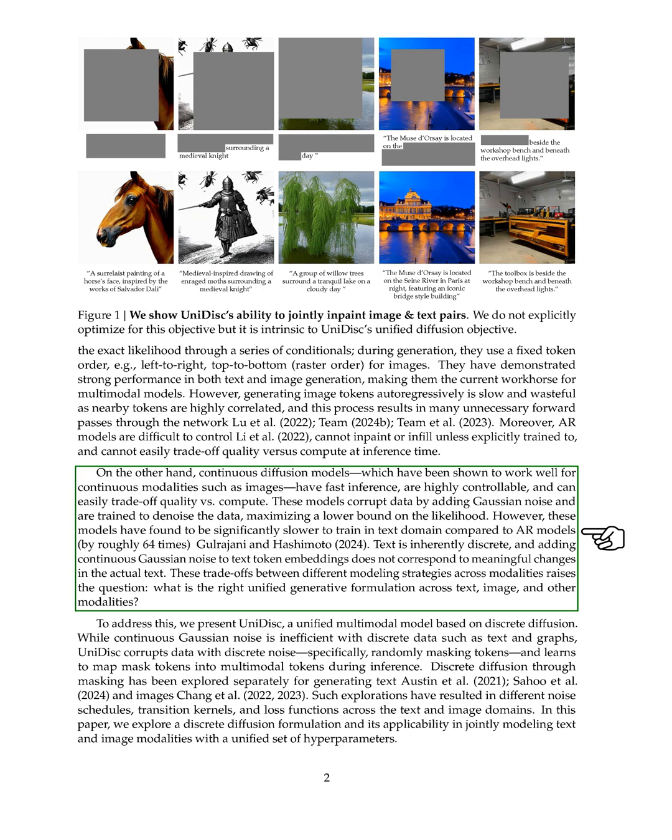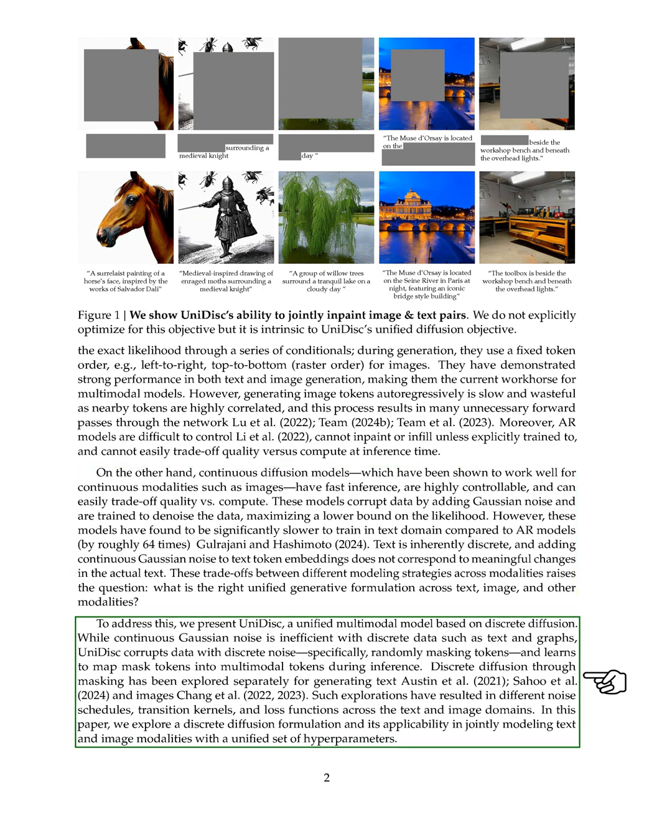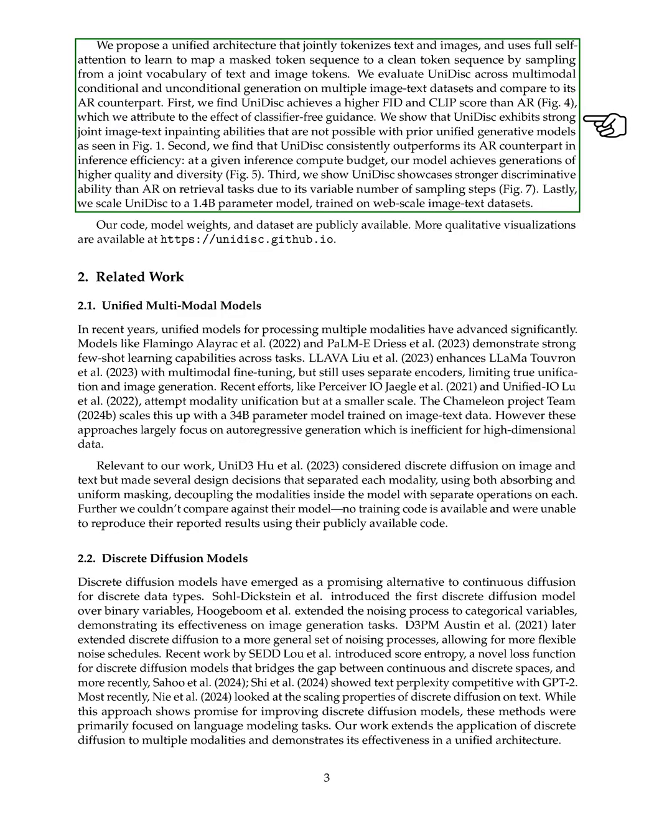To tackle this, we present UniDisc, a unified multimodal model that uses discrete diffusion. Instead of using continuous Gaussian noise, UniDisc corrupts data by randomly masking tokens and learns to convert these masked tokens into multimodal tokens during inference. We explore how discrete diffusion through masking can be applied to both text and images with a unified set of parameters. Our architecture tokenizes both text and images together and employs full self-attention to map masked sequences to clean sequences by sampling from a combined vocabulary.